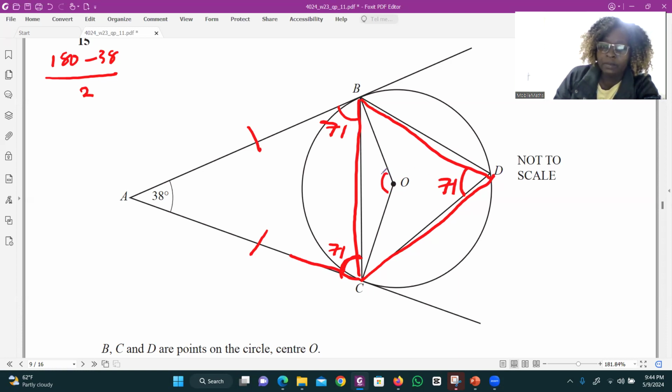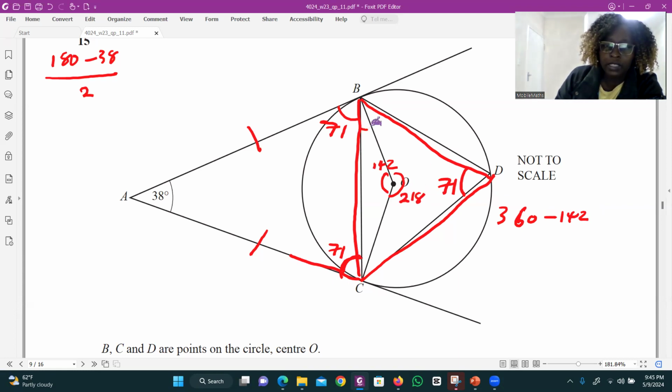So I can say 71 by 2, this gives me 142, okay? Fine, what else can I find? This angle out there, I can say 360 minus 142. Okay, this will give me 218 here, okay? So I'm getting 218.